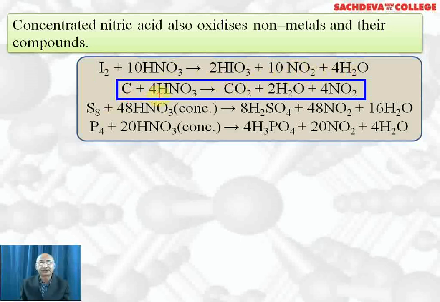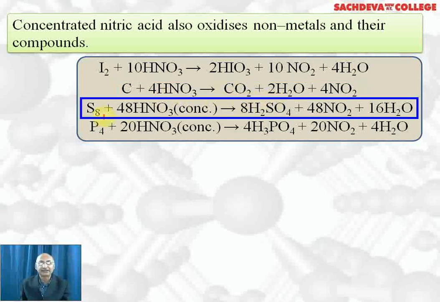Carbon gets oxidized by concentrated nitric acid to carbon dioxide, plus 2 water, plus nitrogen dioxide, which is brown in color. Sulfur, which exists as an octatomic molecule, reacts with 48 moles of concentrated nitric acid. Sulfur will get oxidized to sulfur dioxide first. Sulfur dioxide will further get oxidized to sulfur trioxide, which dissolves in water forming sulfuric acid. And nitric acid will get reduced to nitrogen dioxide, plus water is formed.